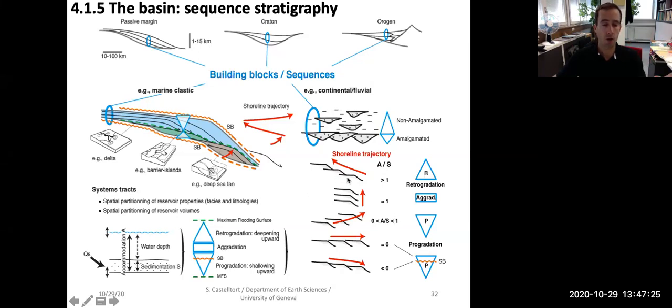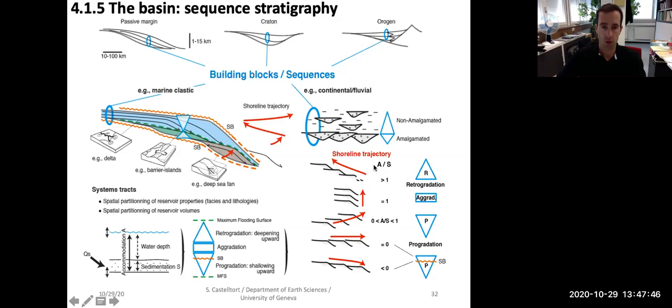And when you are looking at sediment deepening upward, you know what's your A over S, you know you're retrograding, and you know you expect a progradation afterwards, and you know you should be looking for a certain type of relationship between accommodation and sediment. It could be due to sediment supply, it could be due to accommodation.